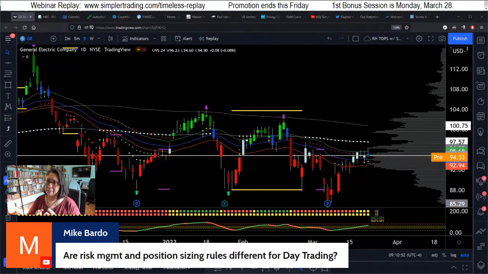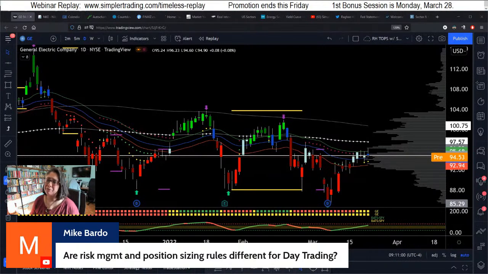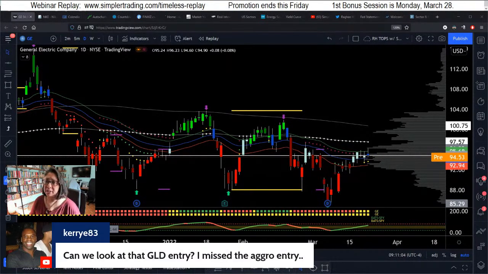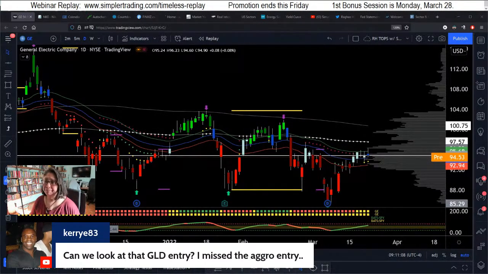For options, I can be a little bit more specific to position sizing relative to the options that I'm buying in day trading, and then also the effect to the account. So very similar, yes, but with day trading futures, it's more emphasis on the account risk than individual trade risk.